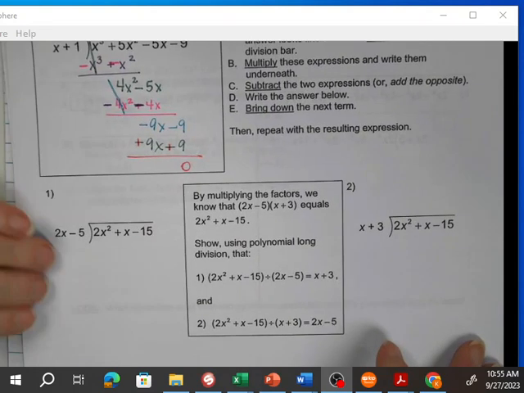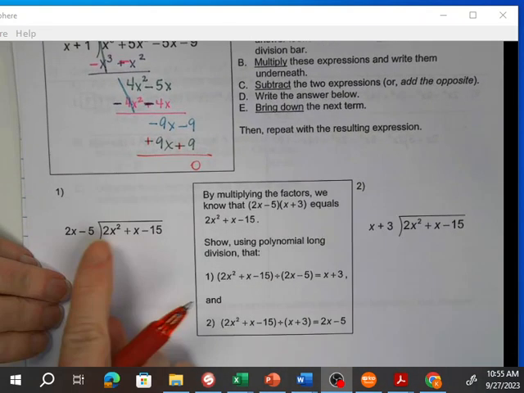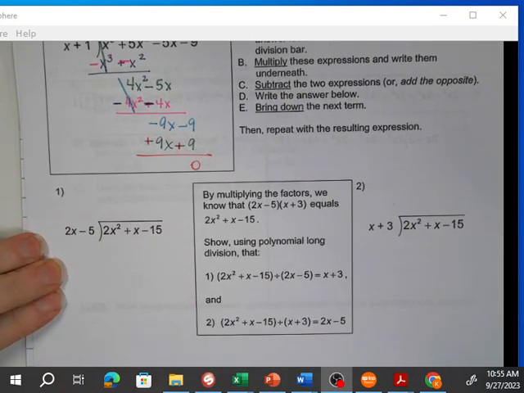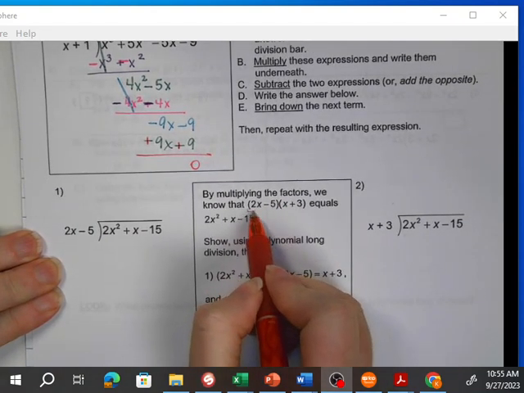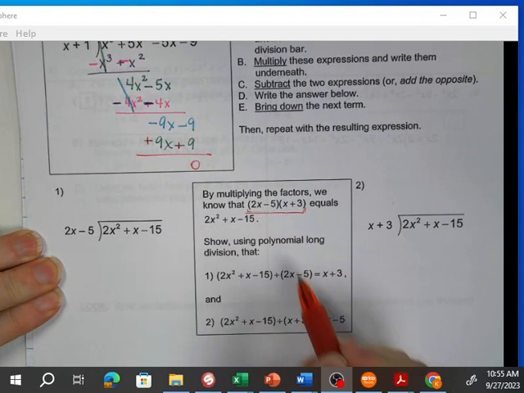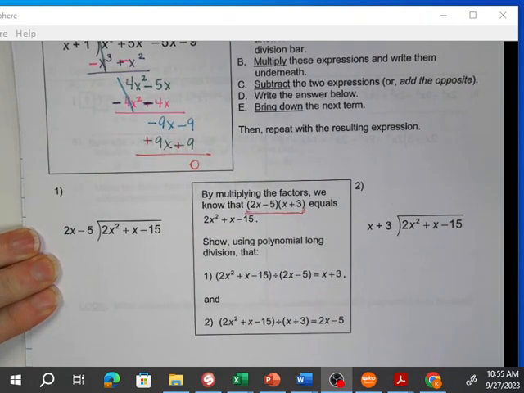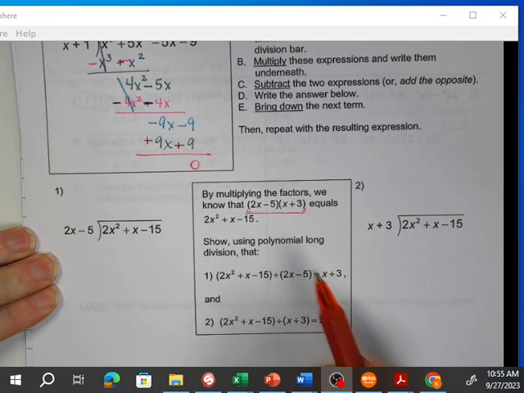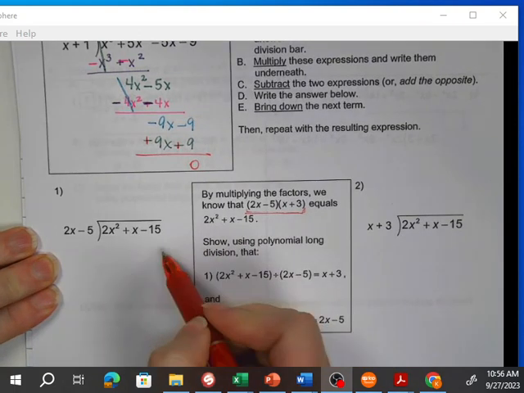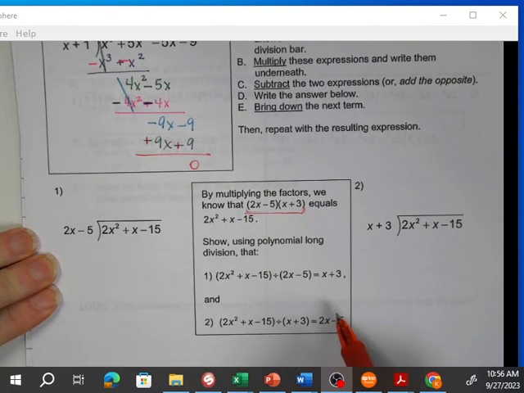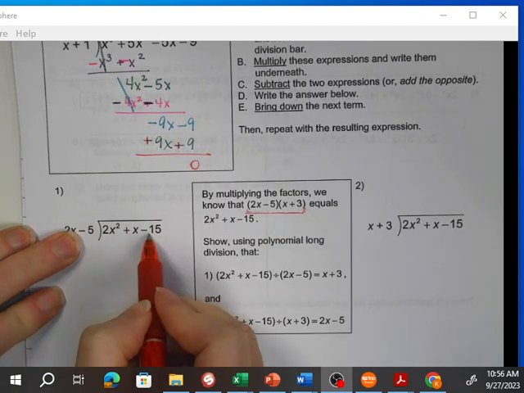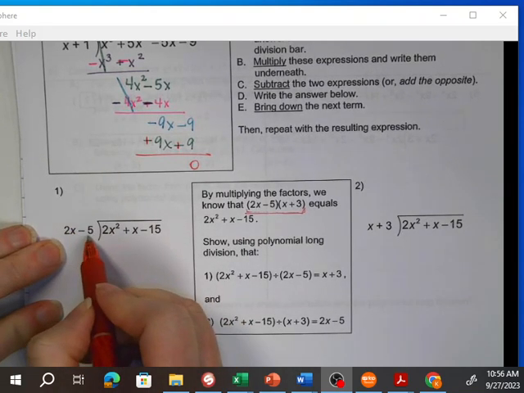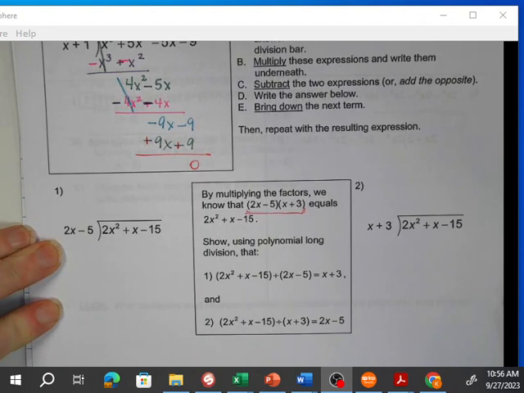All right, so looking down here at number 1. This says by multiplying the factors, so they've got 2 factors here. They distributed them out or FOILed them out and got 2x squared plus x minus 15. So they just want us to show using division that these 2 things are in fact factors. So they've put the polynomial underneath. I've got 2x minus 5 out here as my divisor.